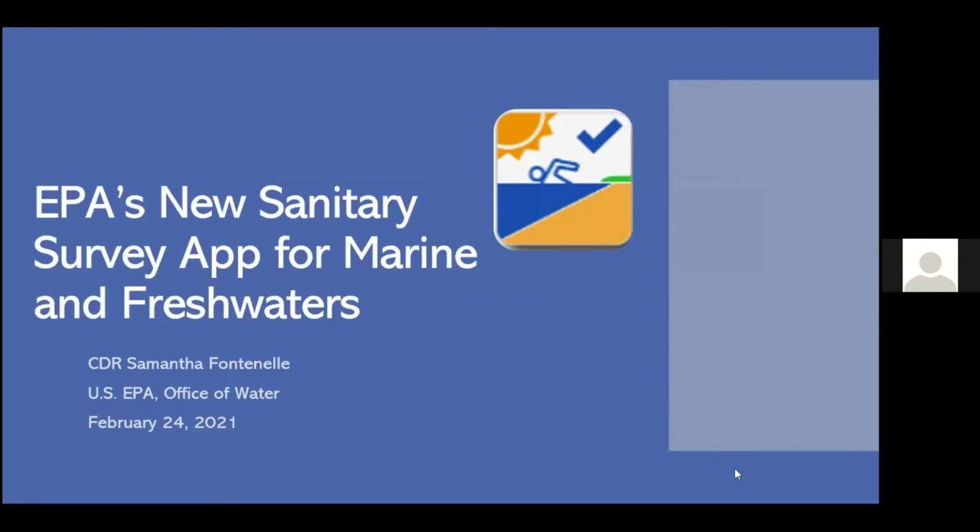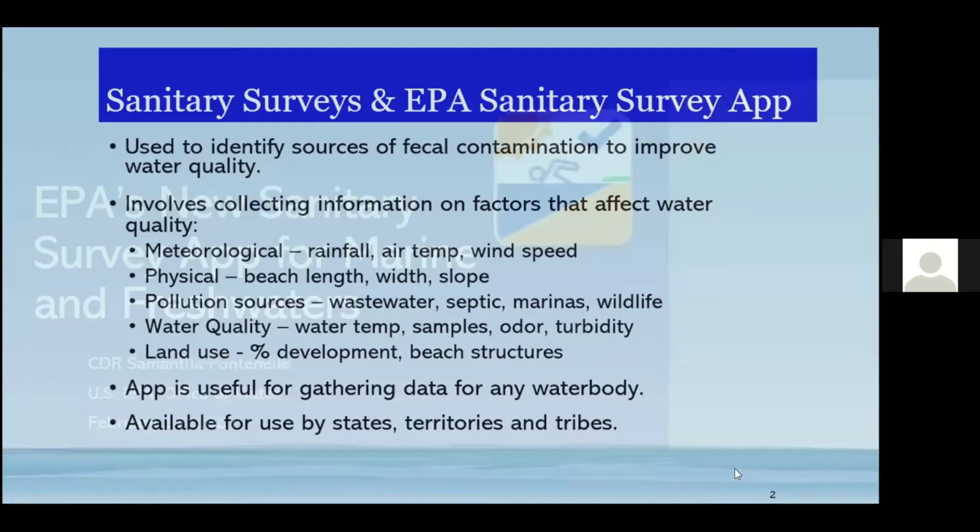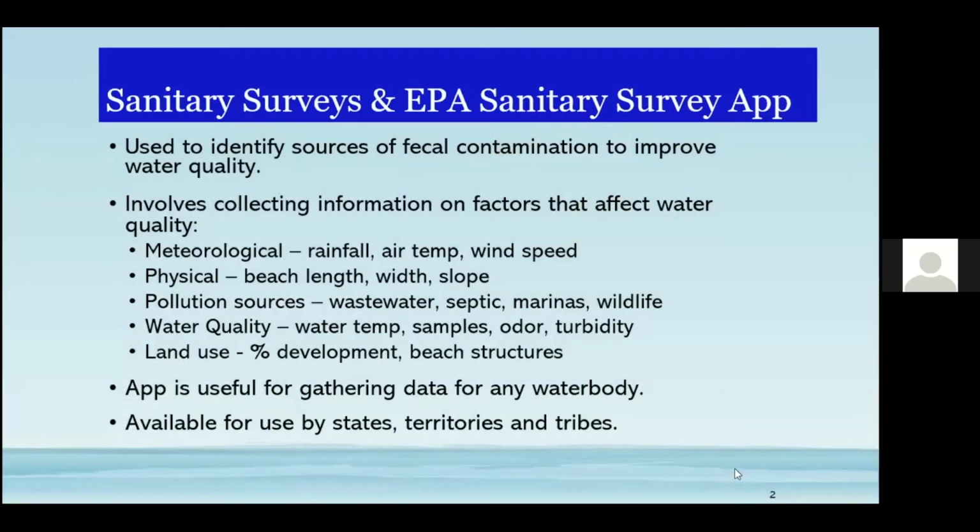My presentation today provides a brief overview of sanitary surveys and EPA's new Sanitary Survey App for marine and freshwaters. Sanitary surveys are used to identify sources of fecal contamination in order to improve water quality. Sanitary surveys involve collecting information on factors that affect water quality, such as rainfall, pollution sources, and land use.